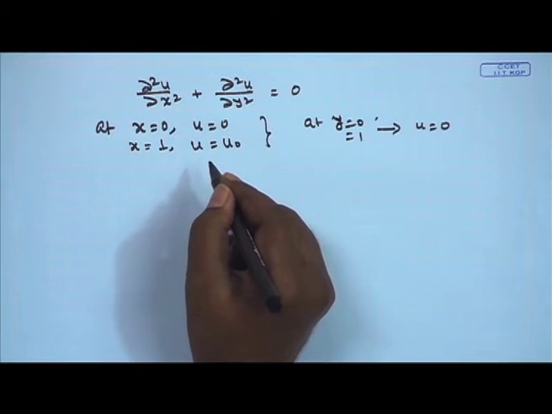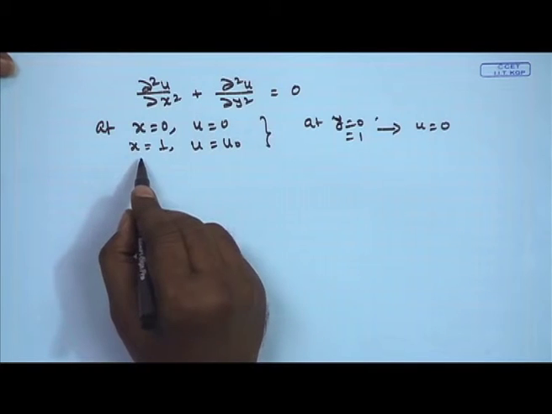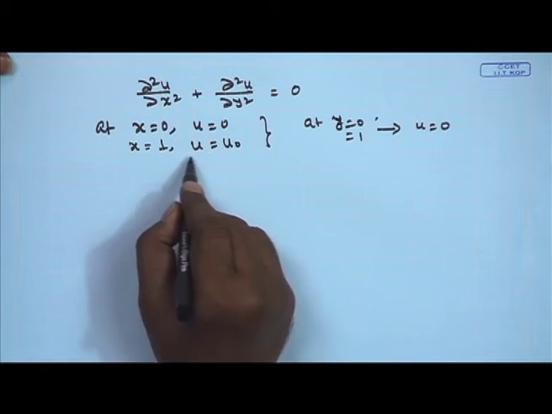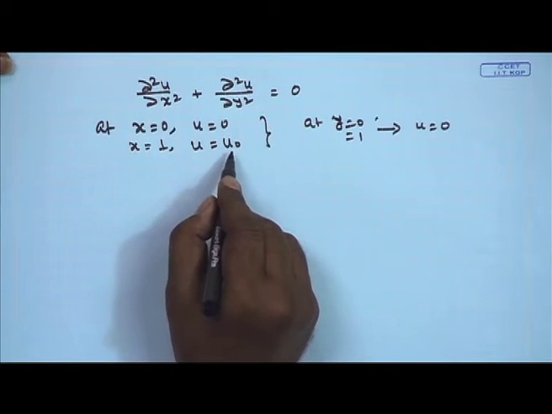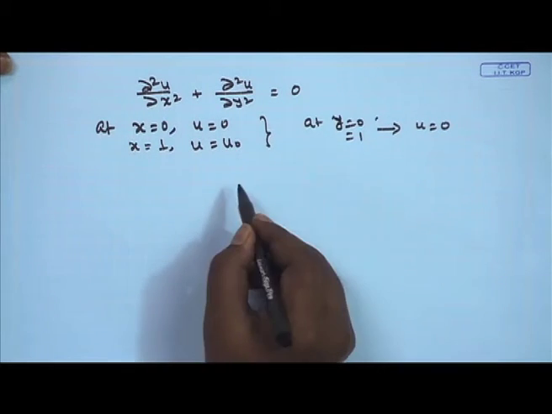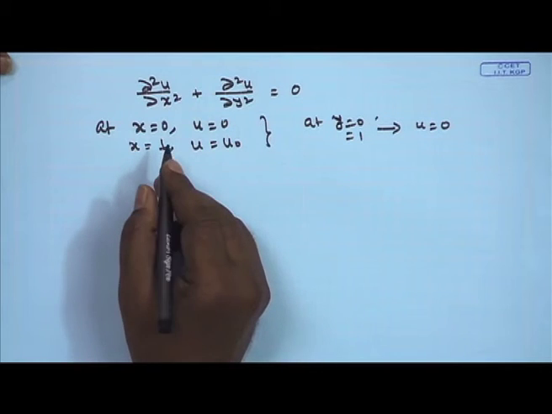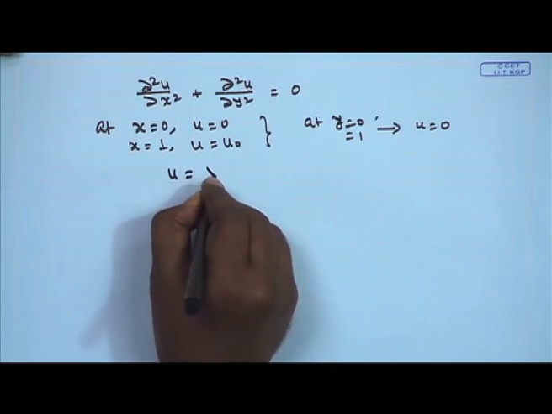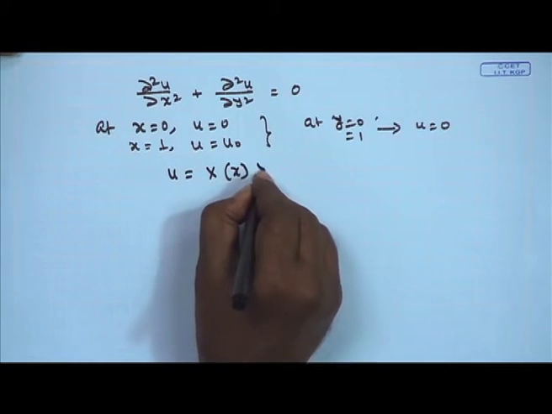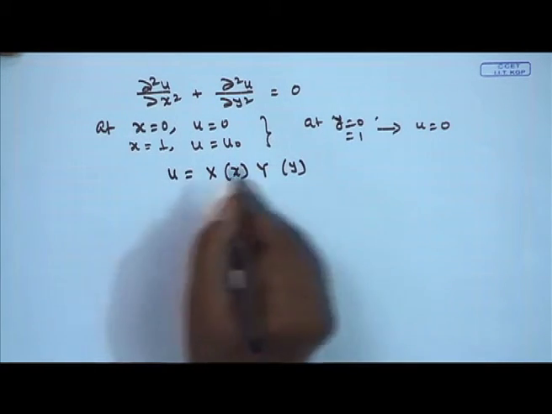Now in this particular problem, the boundary condition located at x = 1 will be a non-zero, non-homogeneous boundary condition, but everywhere else it is a Dirichlet boundary condition. Let us see how the solution looks. We will be attempting a separation of variables type of solution.